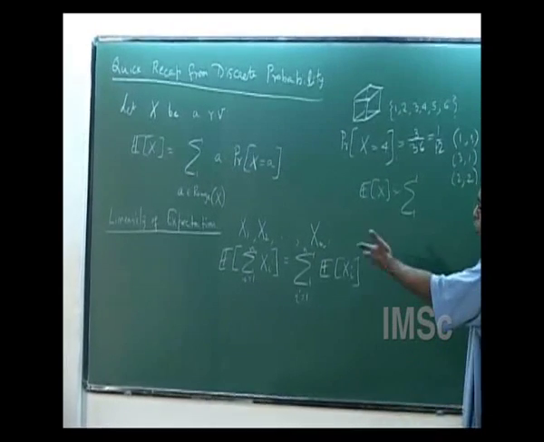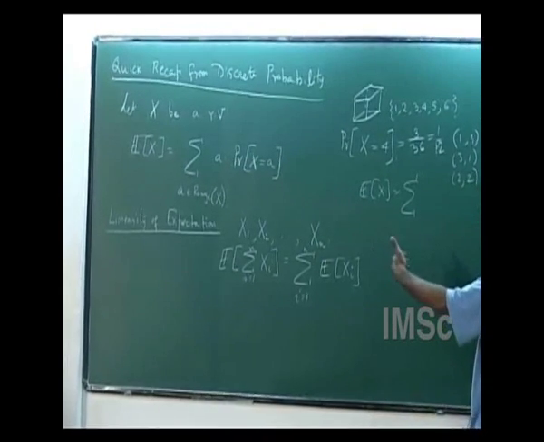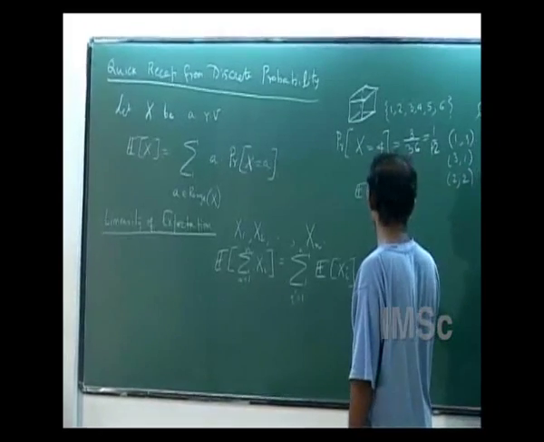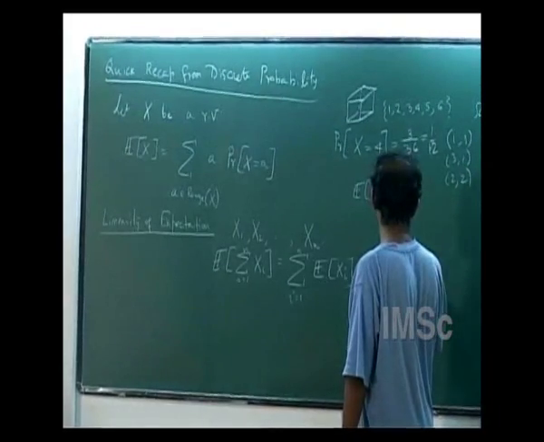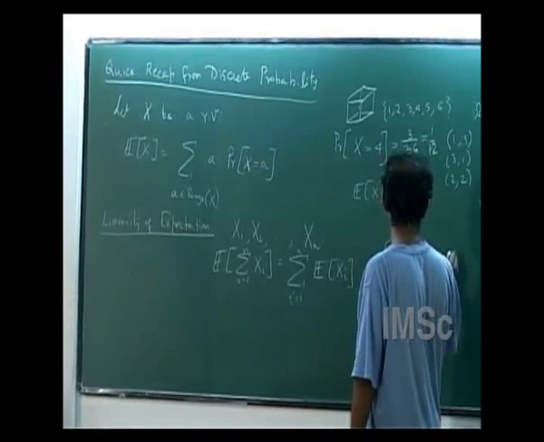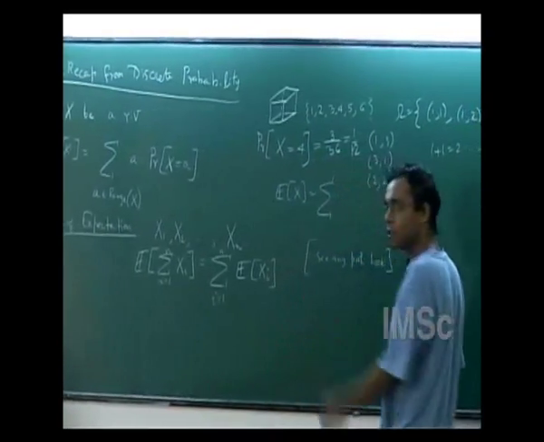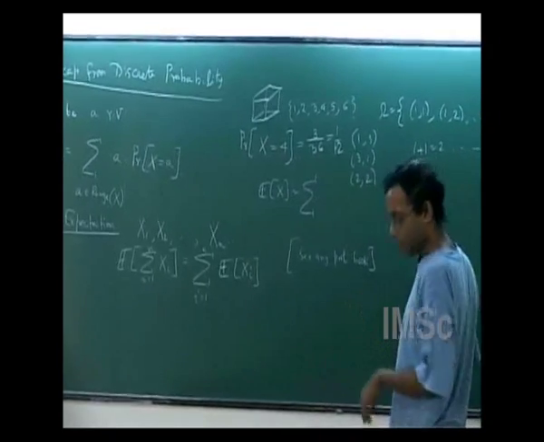If you don't know the proof, proving it is also very simple, but I don't have time to prove it. So just see any basic probability book. You are going to use this principle. This is called linearity of expectation.